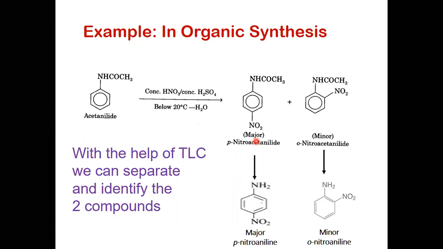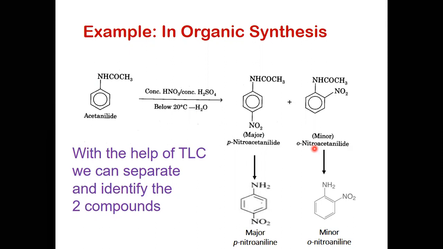These conditions minimize the formation of ortho-nitroacetanilide, but it is formed as the minor product. After the nitration, para-nitroacetanilide is formed as the major product and ortho-nitroacetanilide as the minor product, in small quantity. After hydrolysis they are converted into para-nitroaniline, which is contaminated with ortho-nitroaniline. Sometimes it may be possible that we get a 100% pure compound.